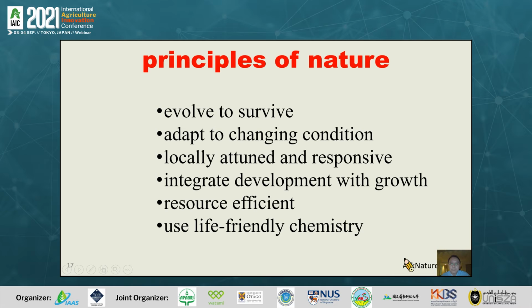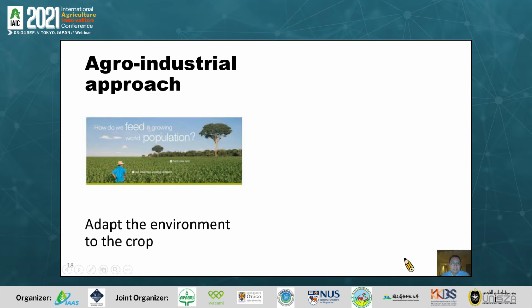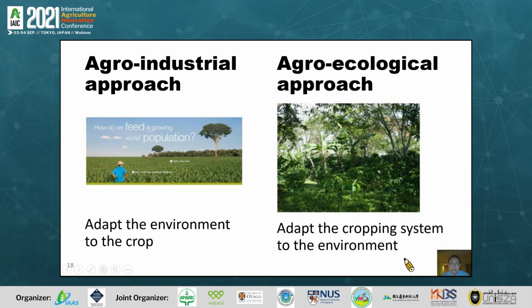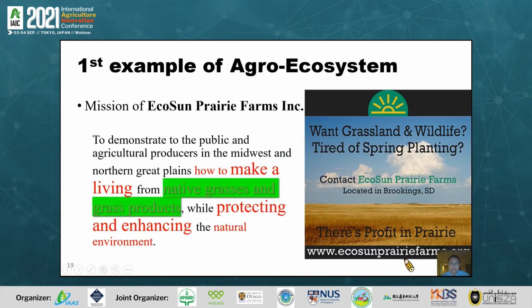This information can be found on the AskNature website. Traditional agriculture, or the agro-industrial approach, normally adapts the environment to the crop. However, the agroecological approach adapts the cropping system to the environment.